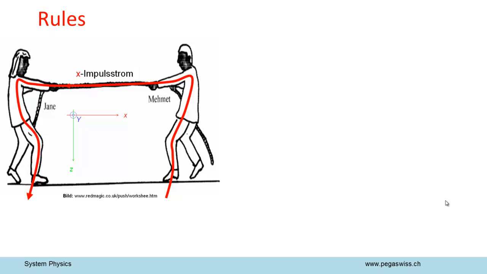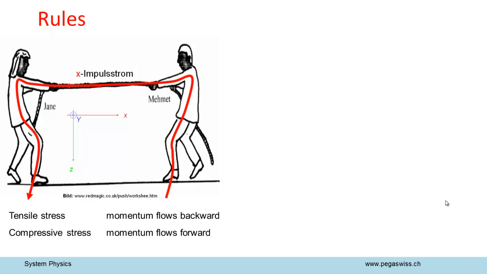In a game of tug-of-war, the momentum current is closed via the ground. As a consequence, the ground is pressed together. We can now formulate the first rule. Tensile stress means that momentum flows backward. Compressive stress means that momentum flows forward.